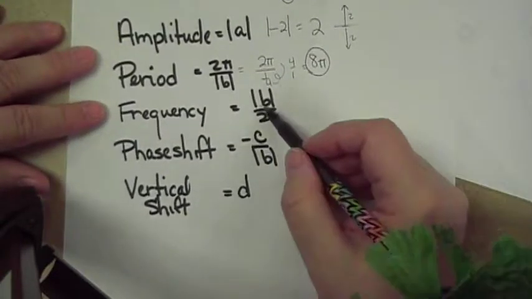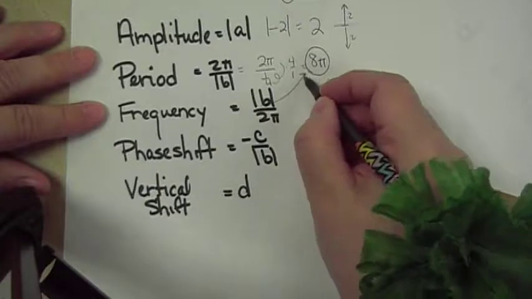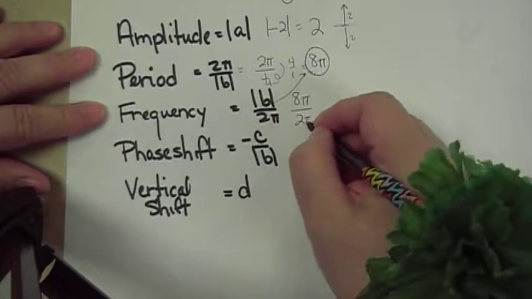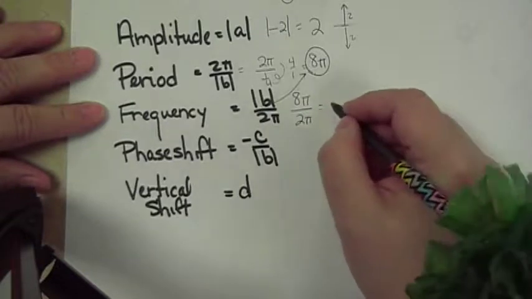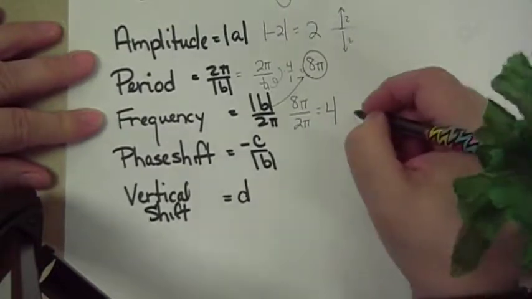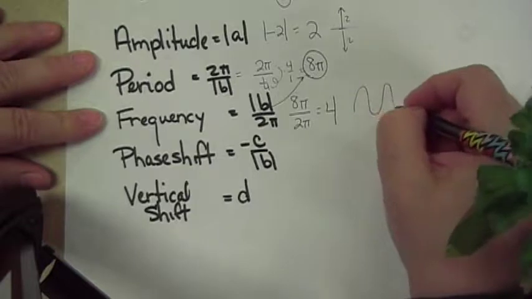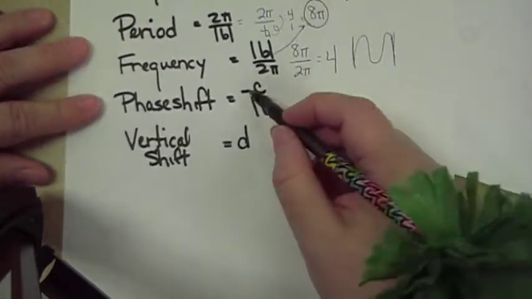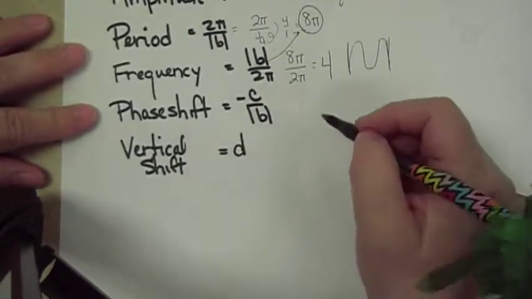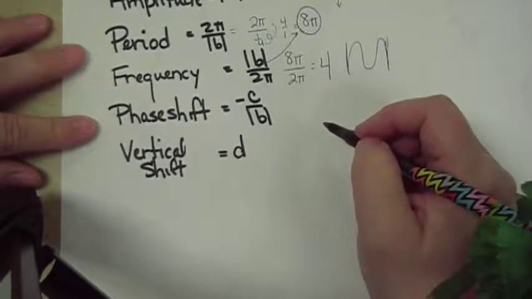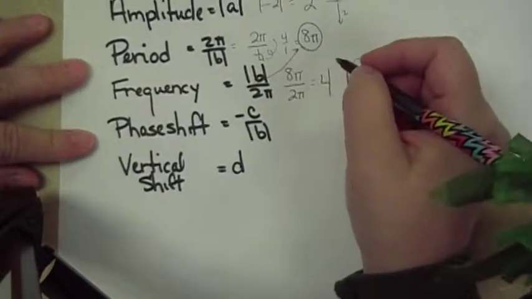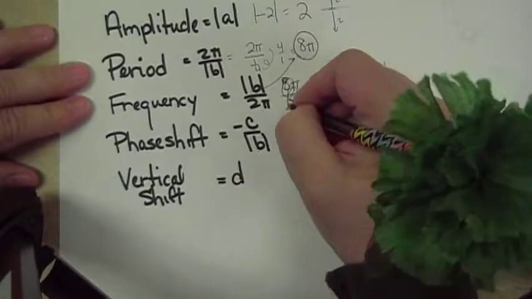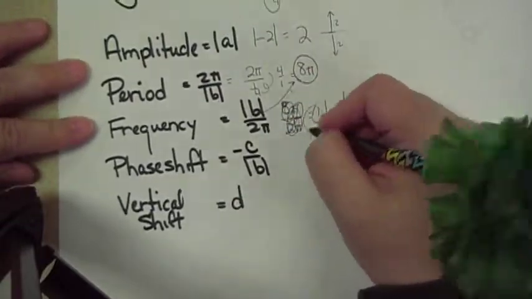Frequency, if we put the b in here, well, we already found the period, which was 8 pi. So if we put 8 pi there over 2 pi, the frequency is 4. In other words, there are 4 of the ups and downs in the period section. Phase shift, -c over b. Oops, sorry, let's see. I have to go back to that one. That was the period, I put that in the wrong place.